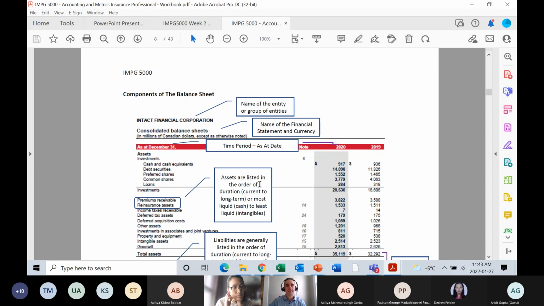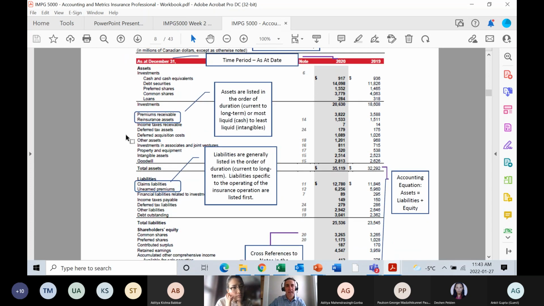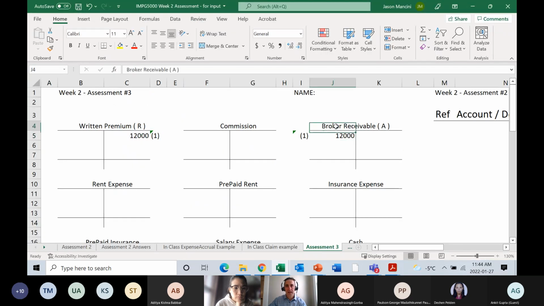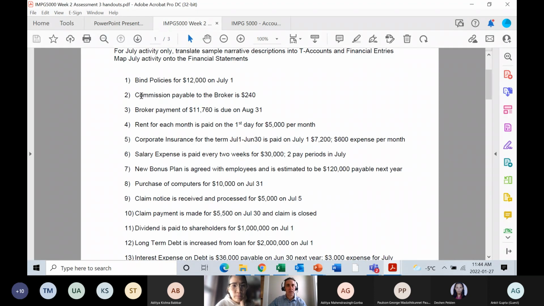So you'll see that there's an account with that name on the T. But also in the balance sheet, we'll see we have this premium receivable account. So whether it's a receivable from a policyholder or receivable from a broker, both of those are assets. And here we have it labeled as a broker receivable, okay? The second transaction was, there's going to be a commission.